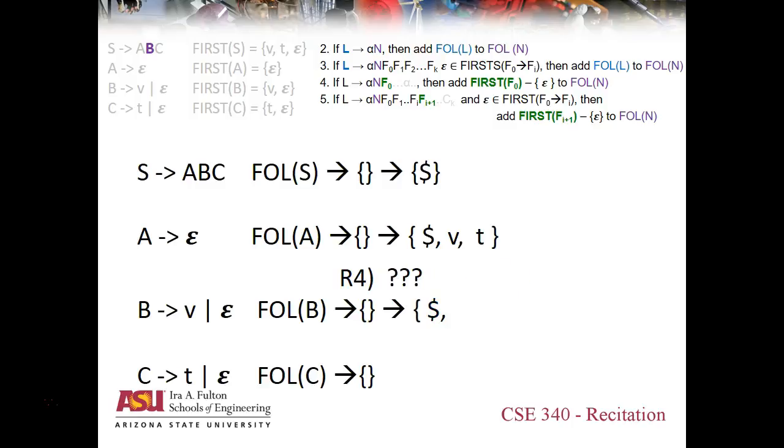What about Rule 4? Is there a non-terminal directly next to B? Yes. B like first. So we add the first of C, which is T and E. Sorry, no, that's wrong. T and E.